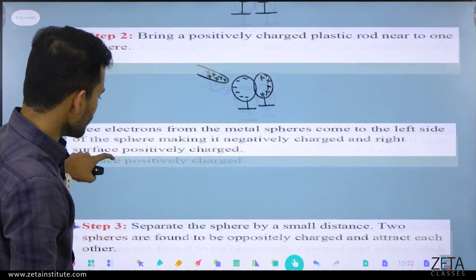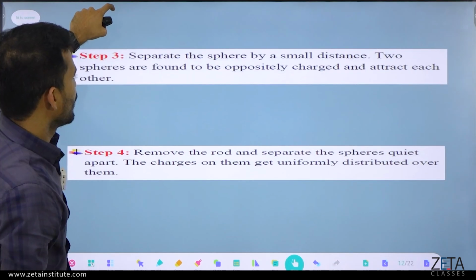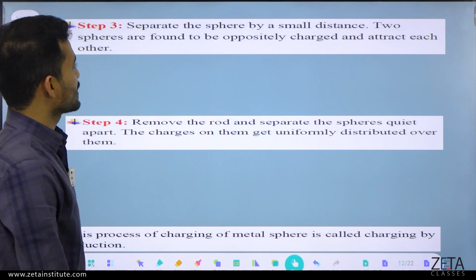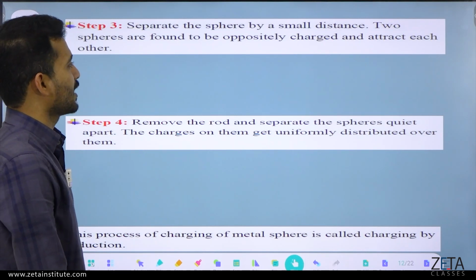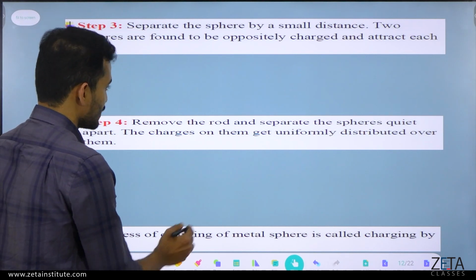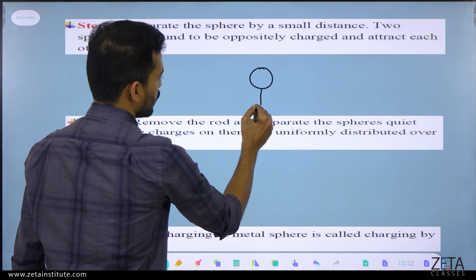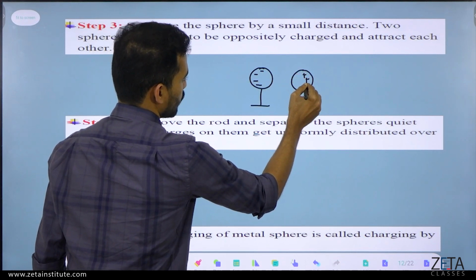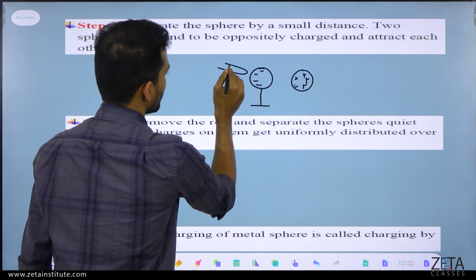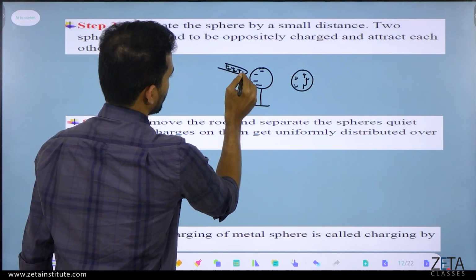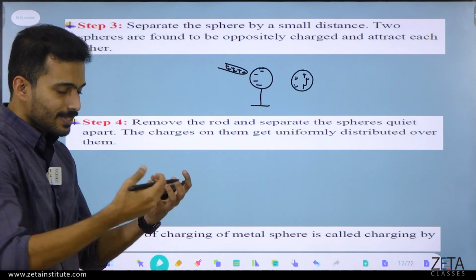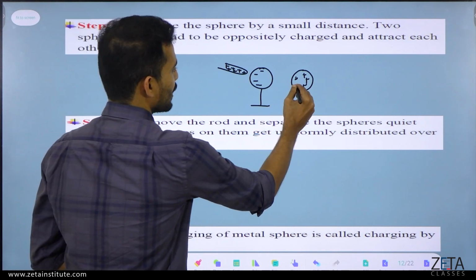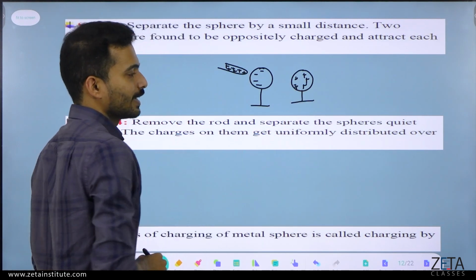Okay. Then what is step 3? Separate the spheres by a small distance. Two spheres are found to be oppositely charged and attract each other. So this is one sphere. It gets negatively charged, and this will get positively charged. So the rod is here, it is positively charged. So after the second step, just separate these two balls. Then what happens? This will get positively charged and this will get negatively charged.